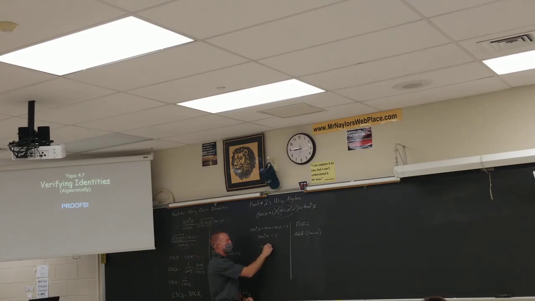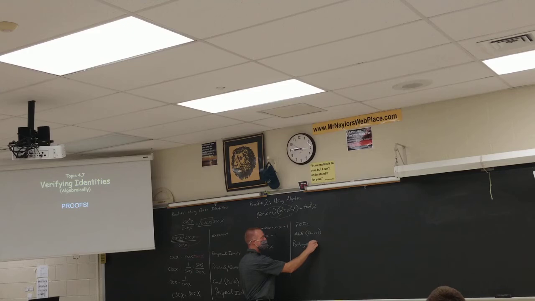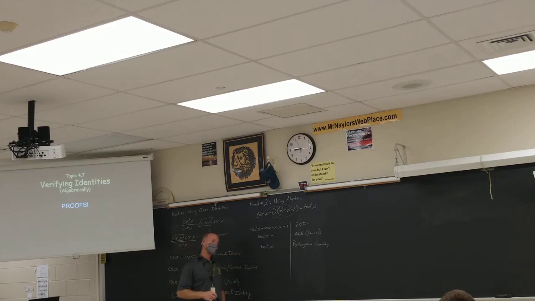Not every proof has to have 1,000 steps. Basically, this is about a 1 to 2 step proof. But you have to give a reason. To say that secant squared minus 1 is equal to tangent squared was a Pythagorean identity. Now listen, you want to be specific. So don't just say identity. Say Pythagorean identity.